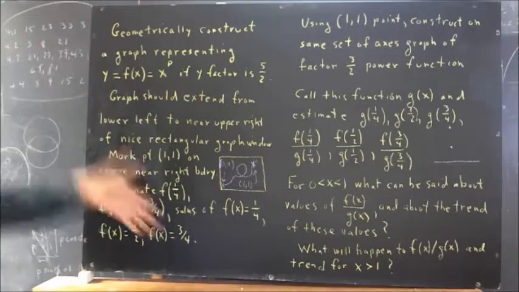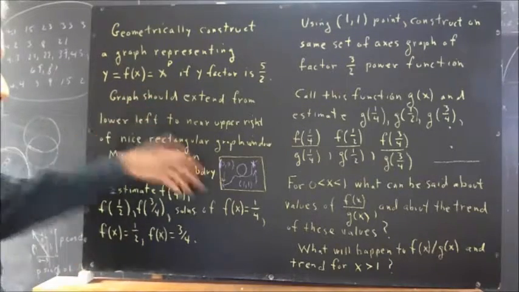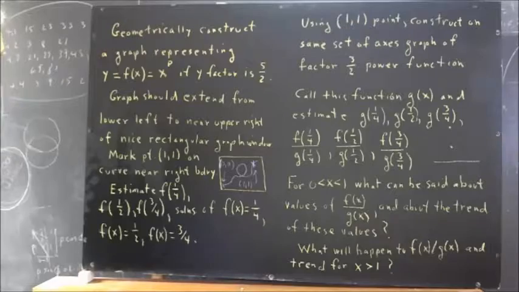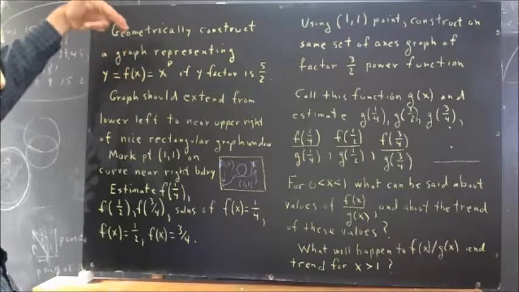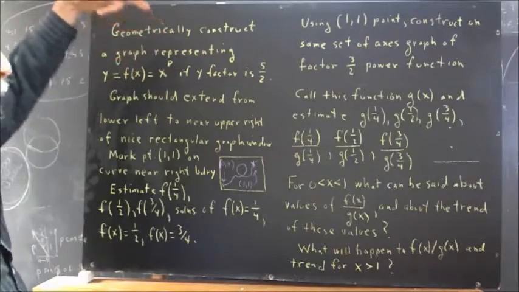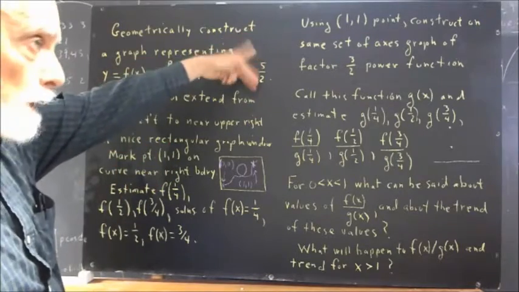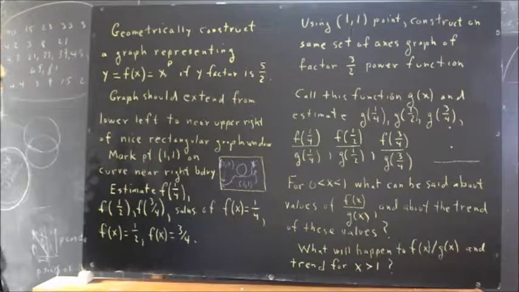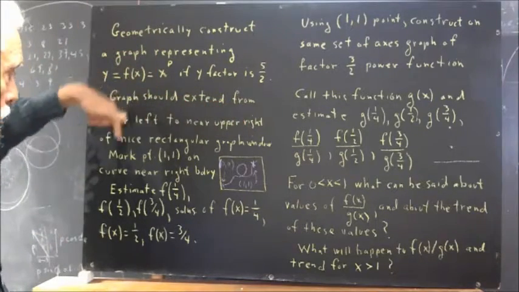Now here are a few extra problems. There's a longer version of this where I give you some discussion and so forth, but I'm just going to present them very briefly. We want to geometrically construct a graph representing y equals f of x equals x to the power 5 halves. Recall that you did this for the factor 3 halves. We did this in preceding videos. The graph should extend from the lower left to the upper right of a nice rectangular graph window.